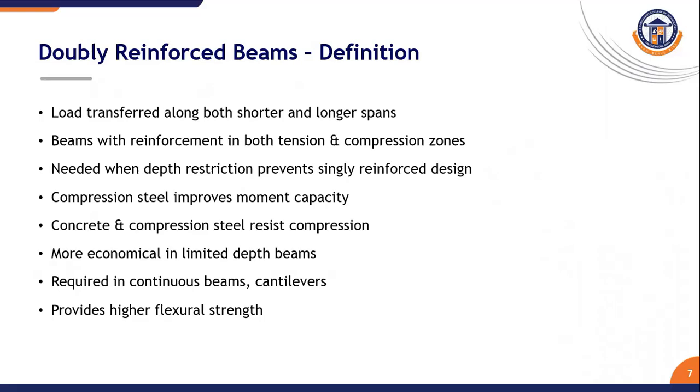Doubly reinforced beams definition. A doubly reinforced beam has steel in both the tension and compression zones. It is required when the depth is limited but higher moment capacity is needed. Compression reinforcement increases the strength, controls the deflection and improves ductility. These are common in cantilevers, continuous beams and multi-story buildings.